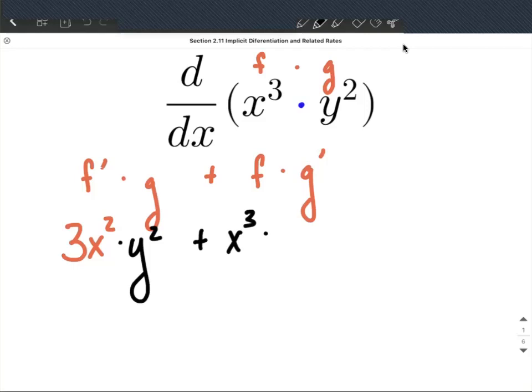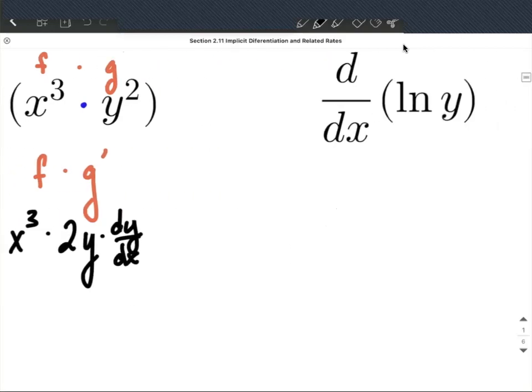So the derivative of y squared is going to be power rule again. 2 comes down. Reduce the exponent by 1, so that's y to the first power. But next to this, we have to multiply by dy/dx, because y was our variable differentiated with respect to x. One more.